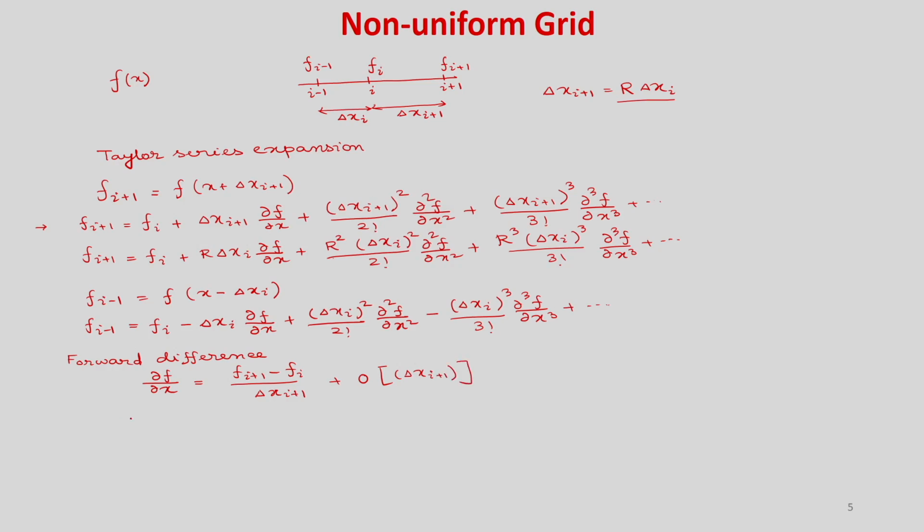Similarly, if you use the backward difference, then you use this expression. So, it will be del f by del x is equal to f i minus f i minus 1 divided by delta x i, and the order of approximation is delta x i. So, it is first order accurate.